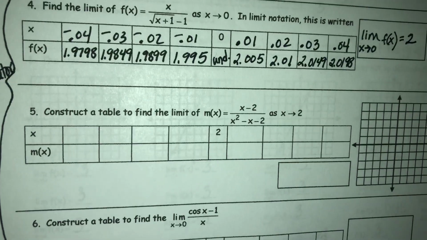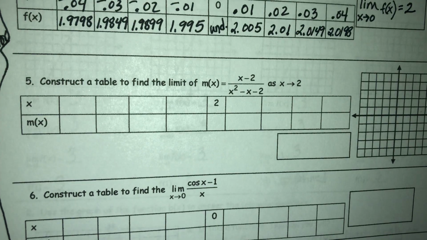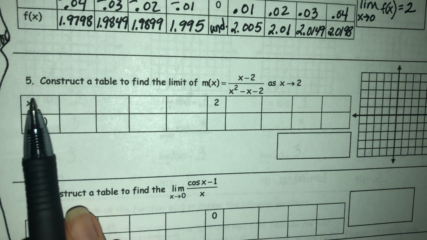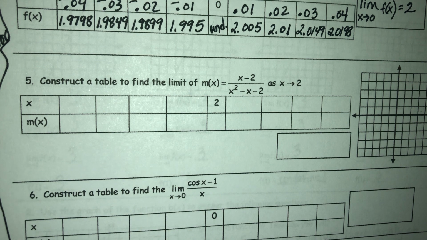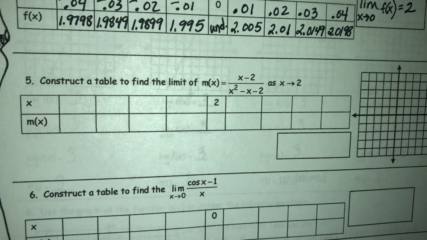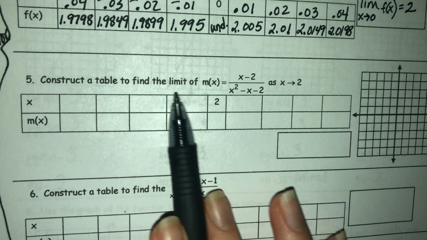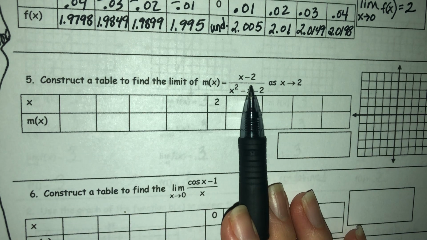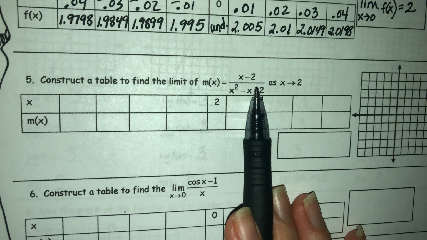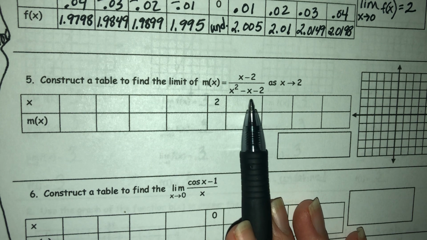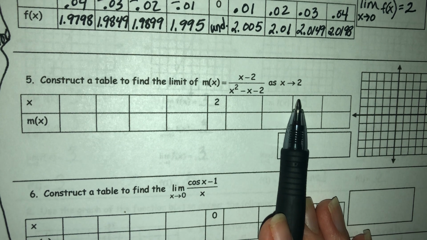Okay, number 5. Actually, what I would recommend that you do is try number 5 on your own. See if you can figure out what it is, and then restart the video to see if you got it right. Hopefully you've had time to do that. Stop and do it on your own and restart the video. Construct a table to find the limit of m of x equals the quantity x minus 2 divided by the quantity x squared minus x minus 2 as x is approaching 2.